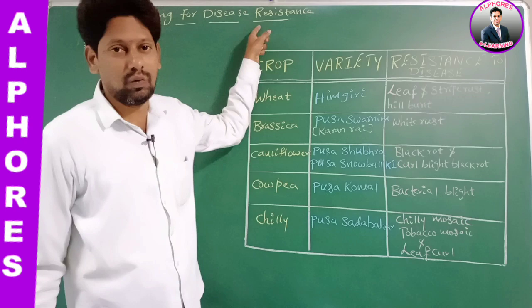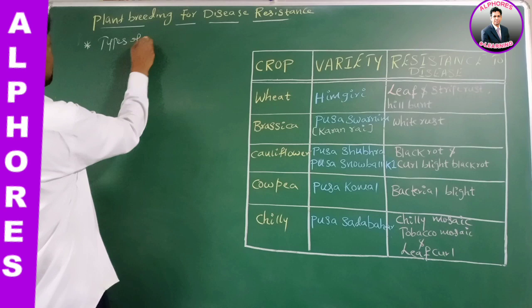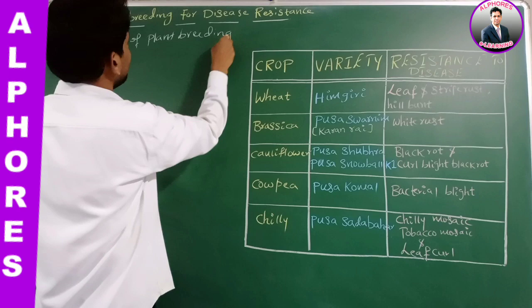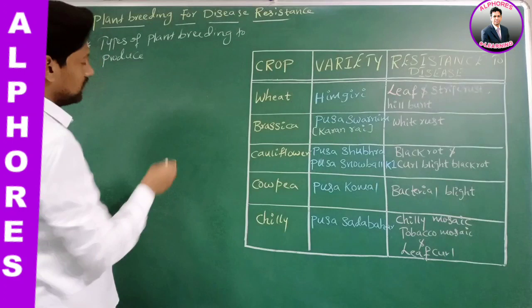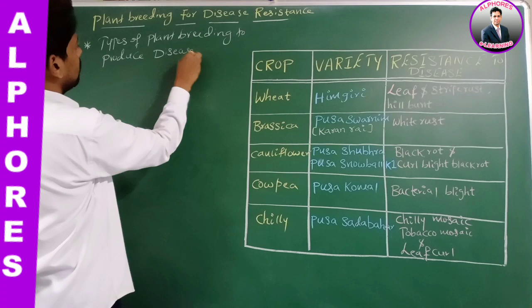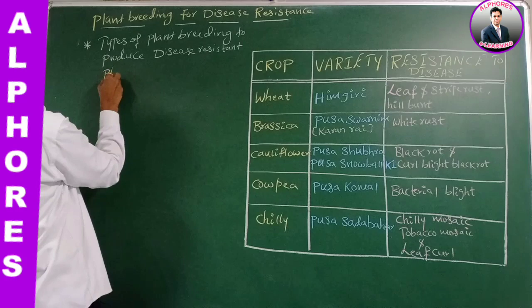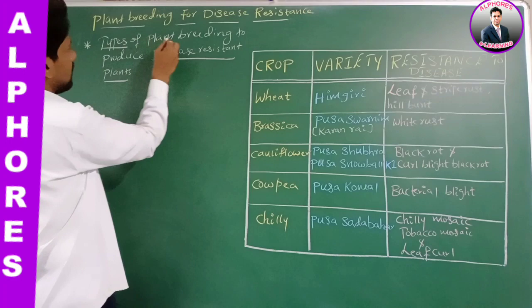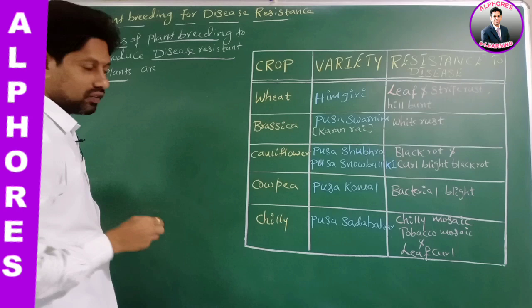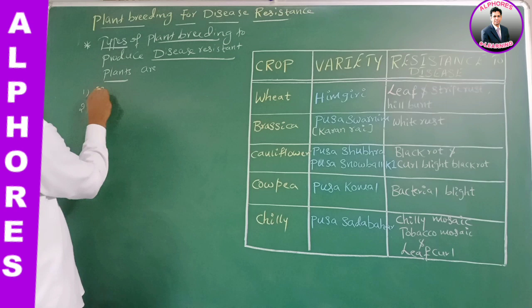Types of plant breeding to produce disease resistant plants. What are the different types of plant breeding methods that are used? Number one, hybridization. Second one, selection. Therefore, what's a selection?